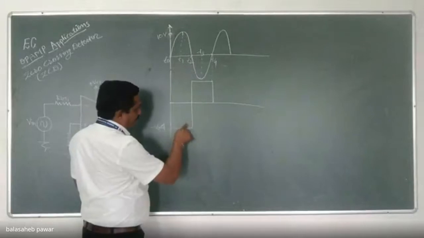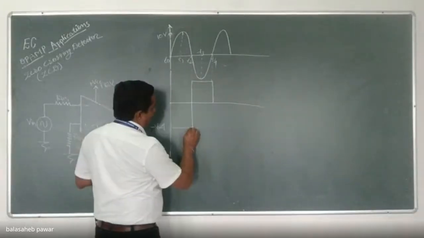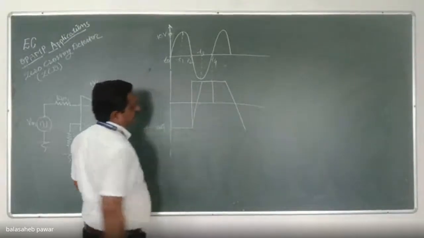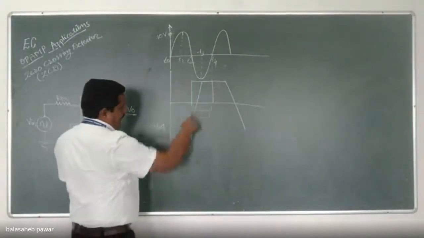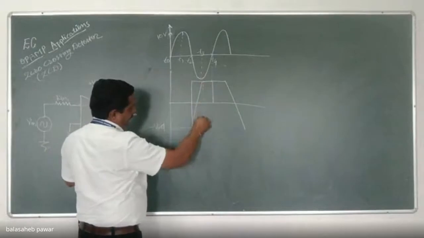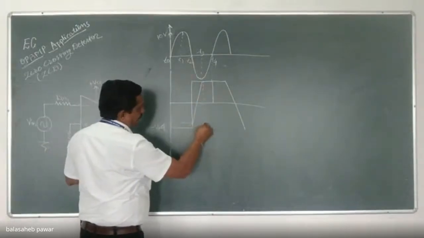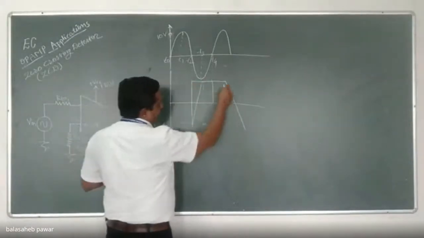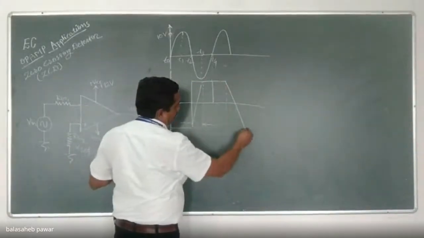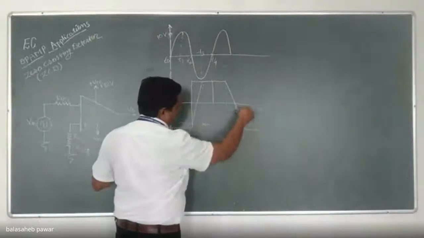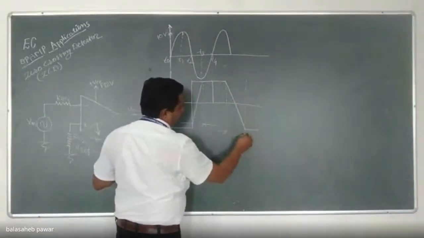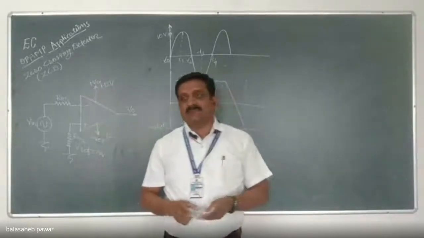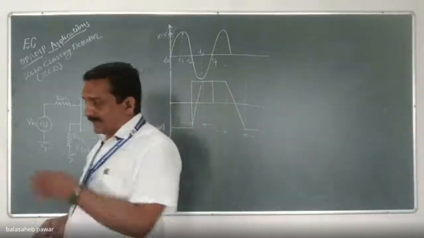That means the obtained output may be somewhat like this, right? So this is nothing but the time taken by that circuitry to have the transition between minus Vsat to plus Vsat, and the same thing between plus Vsat to minus Vsat, this one. Okay, this is the transition time. So it may be there if the input signal frequency is very low.